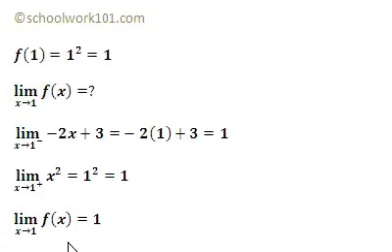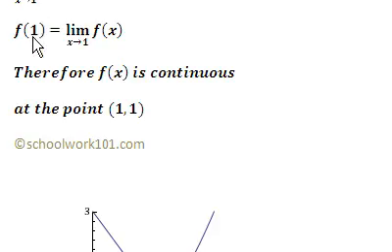So I've got it written out here. Now, since f of 1 is equal to the limit of f of x as x approaches 1, therefore we can say that f of x is continuous. I went ahead and labeled the actual point on the graph this time. I've just been labeling that x is equal to 1, but I went ahead and labeled the point here. Alright, let's take a look at the graph.